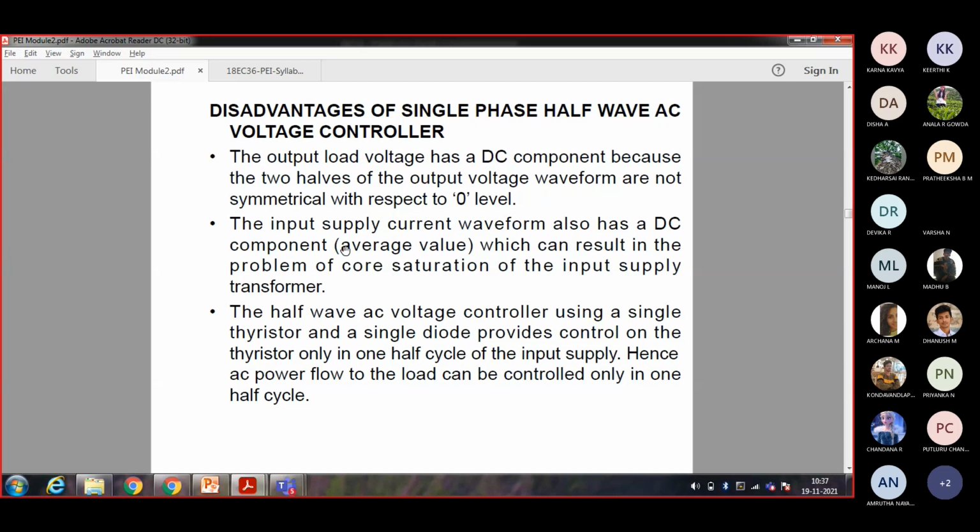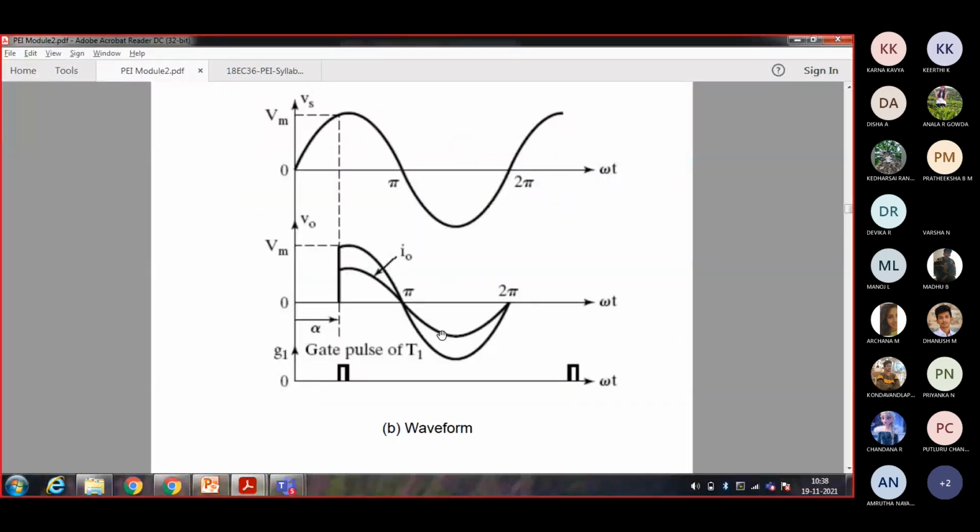The half-wave AC voltage control using a single thyristor and a single diode provides control on the thyristor only in one half cycle of the input supply. Hence, AC power flow to the load can be controlled only in one half cycle. That is why: I can control only in the first half cycle. Since the diode is available, I cannot control in the second half cycle.